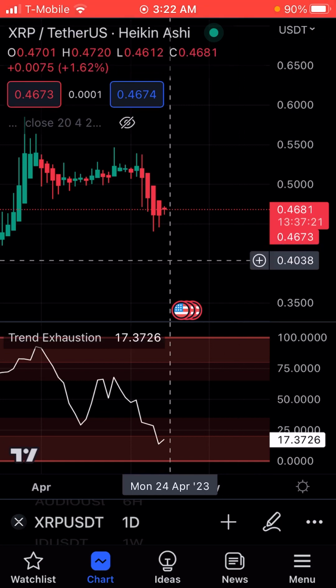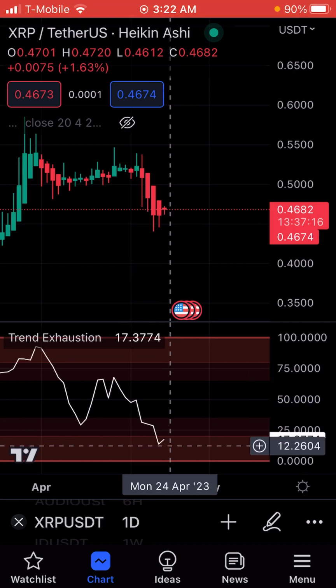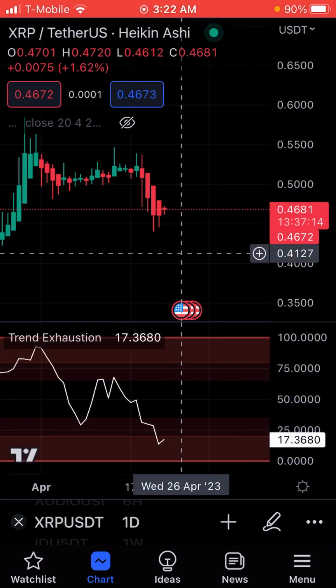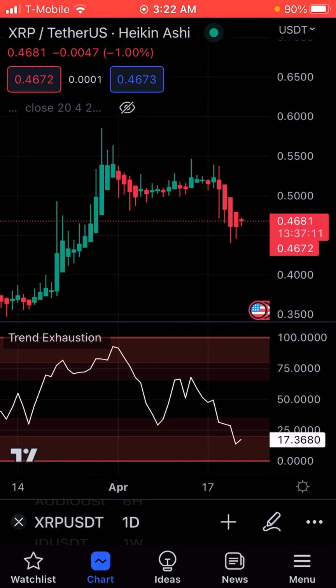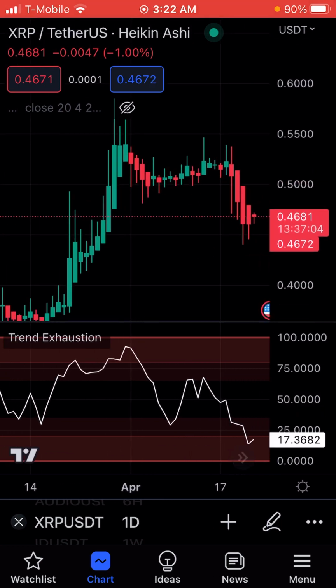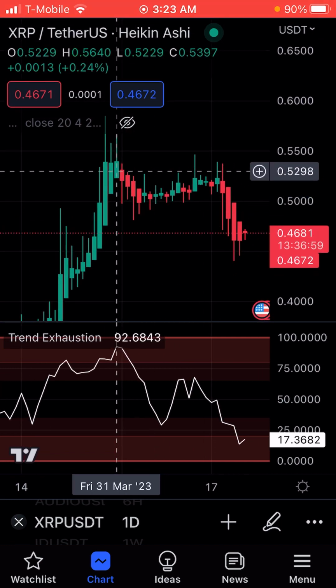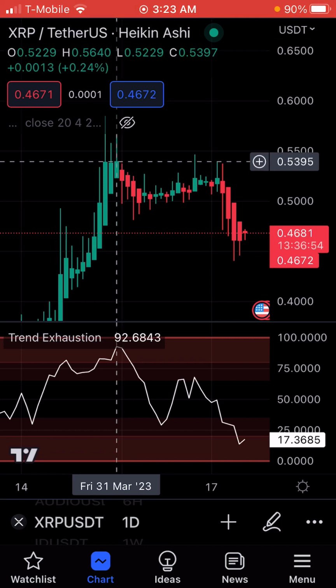So we can see right here that trend exhaustion is almost on the bottom here of XRP. Now, from what we could see right here from the past, from recently when XRP tanked, would there have been a way to have predicted that it was going to go down? Right up here, we see it right here at the top. So when it's way at the top, it's a strong indication that it's going to start going down. It's a very strong indication.